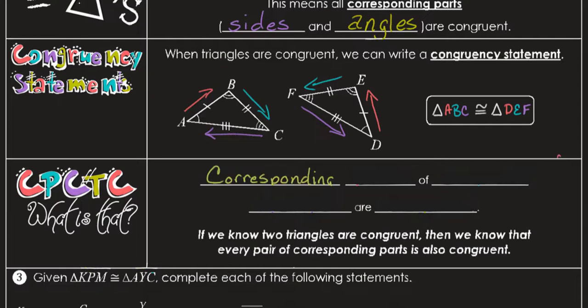CPCTC stands for corresponding parts of congruent triangles are congruent. If we know two triangles are congruent, then we know that every pair of corresponding parts is also congruent.